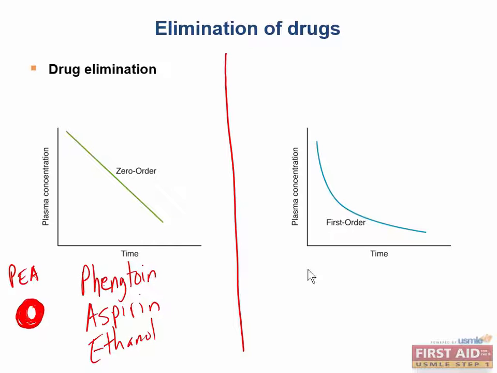So most drugs are going to be removed from the body via first order elimination, except for these 3 main ones, these high yield ones for the USMLE. So what you can do, to make your life easier, is just remember that the 3 main drugs removed via zero order elimination include phenytoin, aspirin, and ethanol, and then all other drugs can be assumed to be first order elimination drugs.